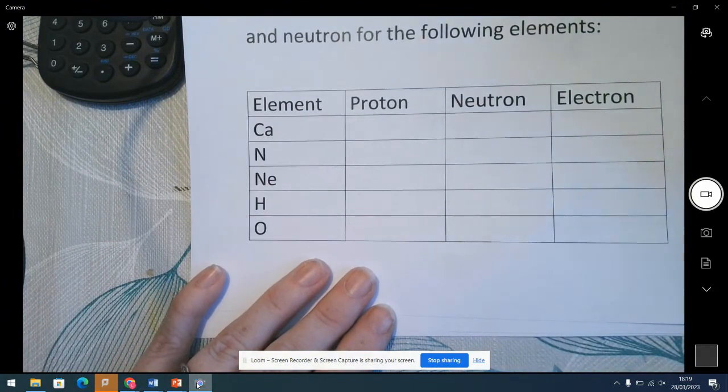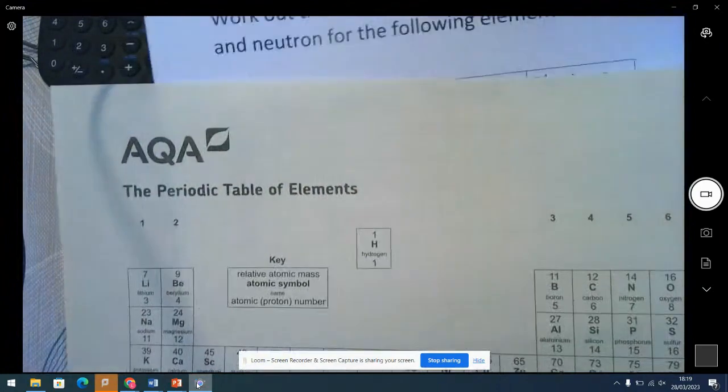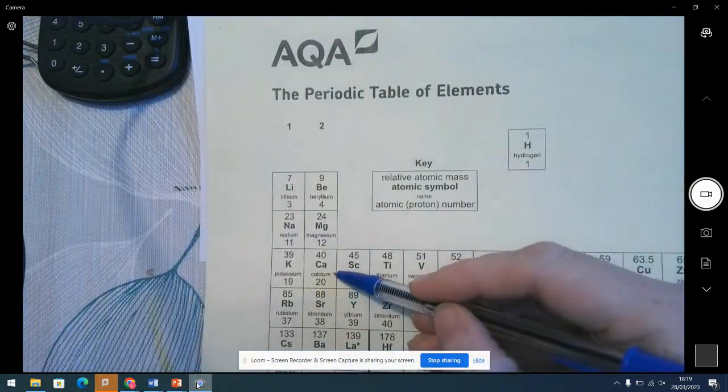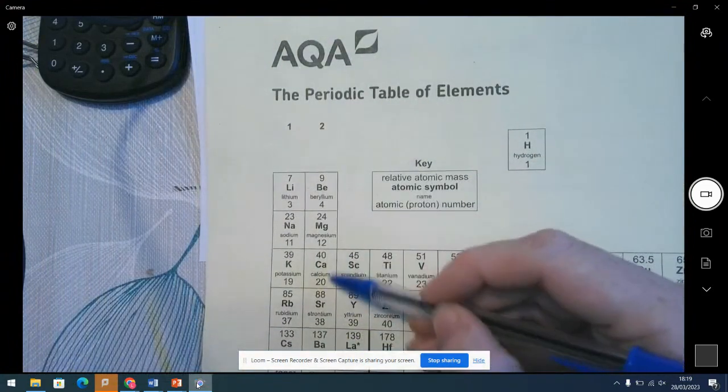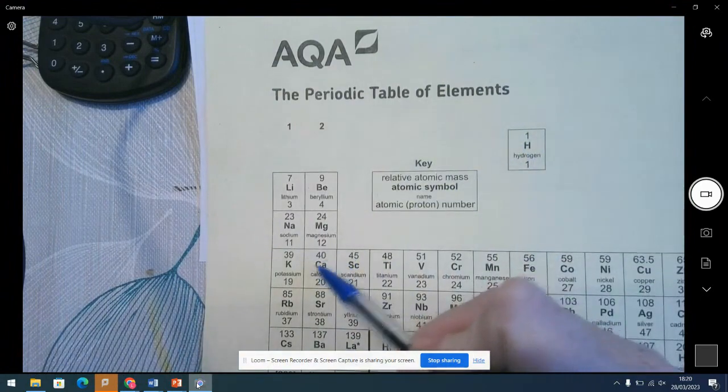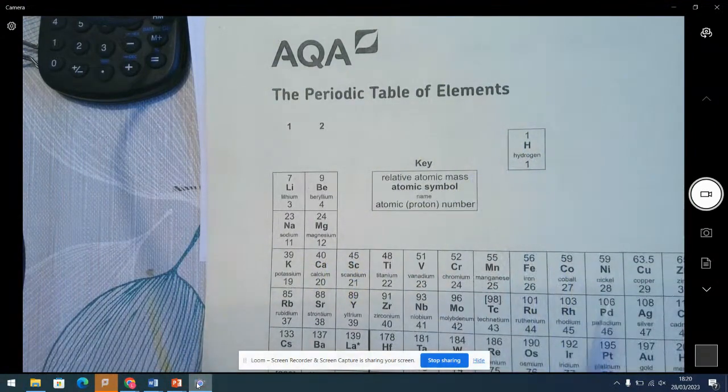Okay, so hopefully you were able to do that. We're going to do this now very quickly. So it's asked first of all to work out calcium's number of protons, neutrons and electrons. So calcium is here. The two numbers I have are 20 and 40, and don't forget, can I ever have 40 as an answer? The answer is no. So we don't choose 40.